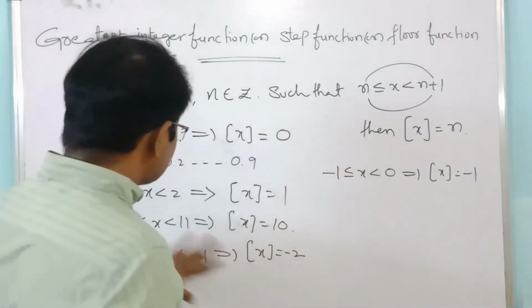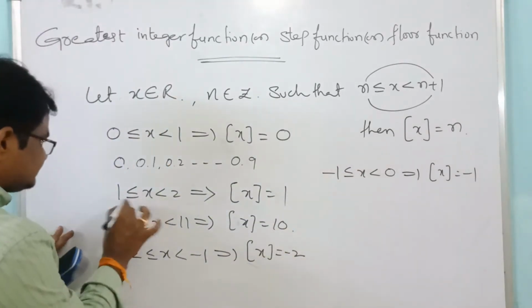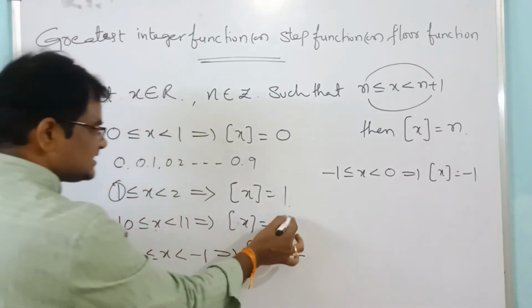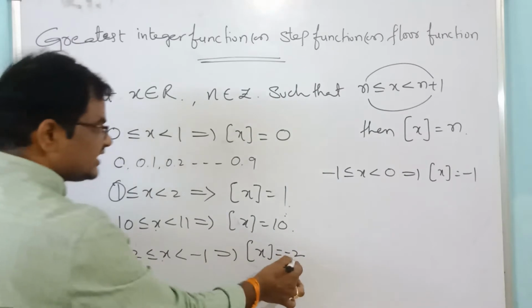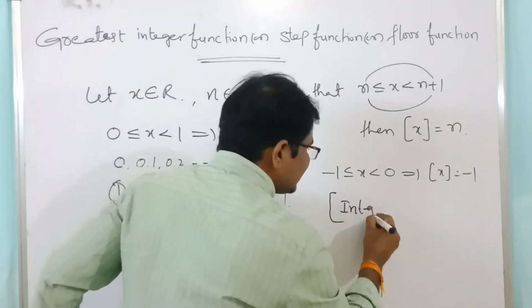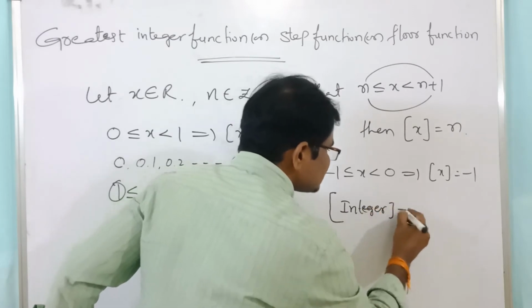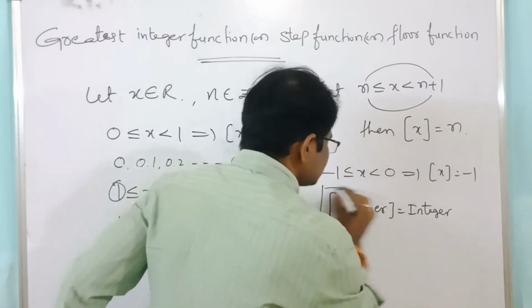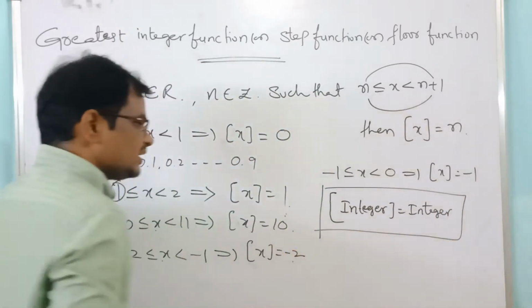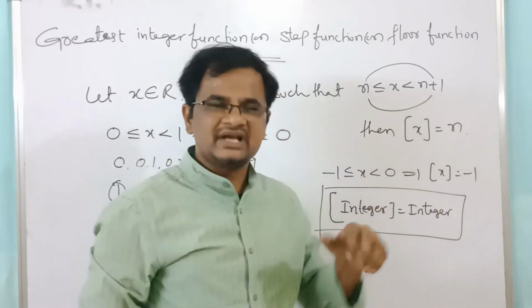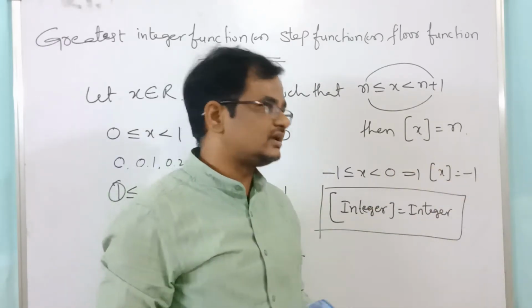In all these examples, see here, x equal to 1, integer 1; x equal to 10, integer 10; x equal to minus 2, integer. The greatest integer function, or step, of any integer is always an integer only. So this is an important condition. Greatest integer function of any integer is what? Integer only, because obviously that is an integer.